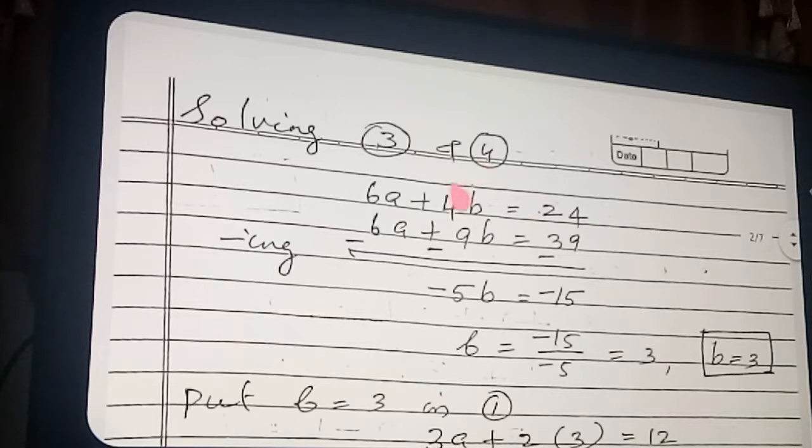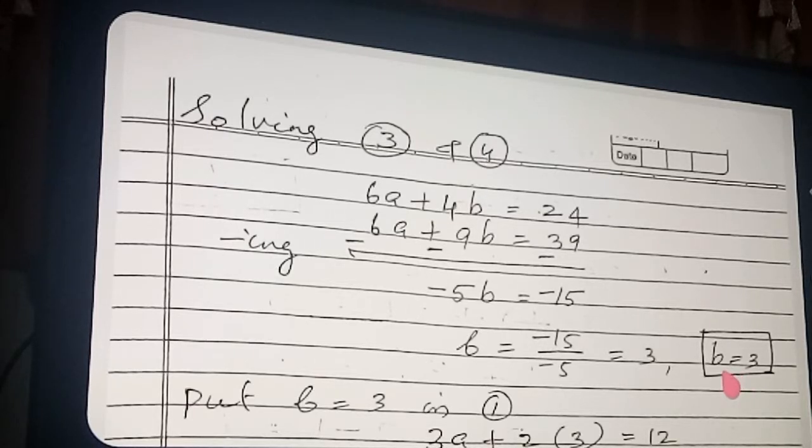Solving equations 3 and 4: 6a plus 4b is equal to 24, and 6a plus 9b is equal to 39. So subtracting. Subtracting means changing the signs and adding. So here minus, here minus, here minus. Okay, 6a minus 6a cancelled. 4b minus 9b, what will come? Minus 5b is equal to minus 15. Therefore the value of b is equal to minus 15 by minus 5. Therefore the value of b, what did you get? 3.